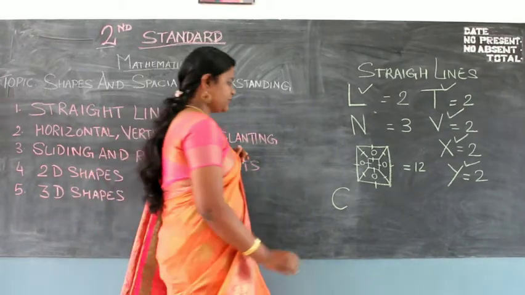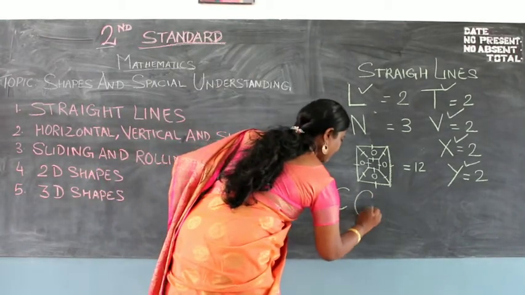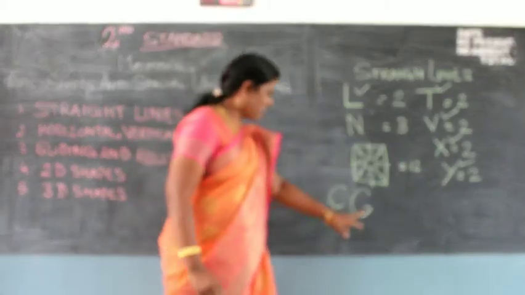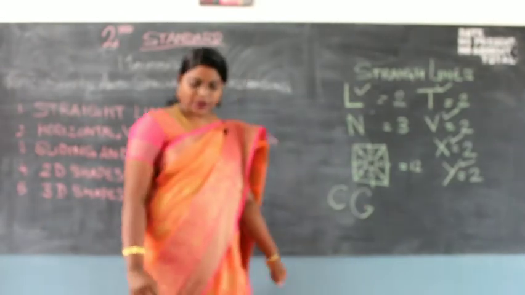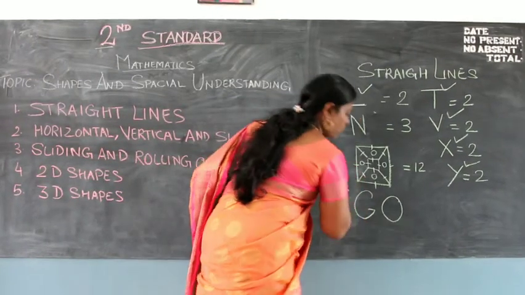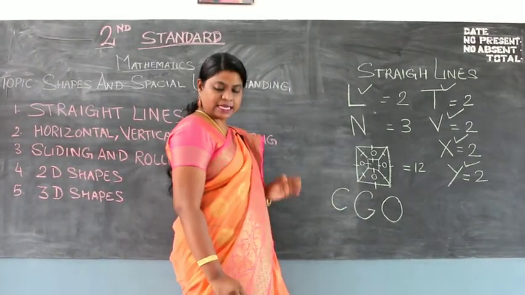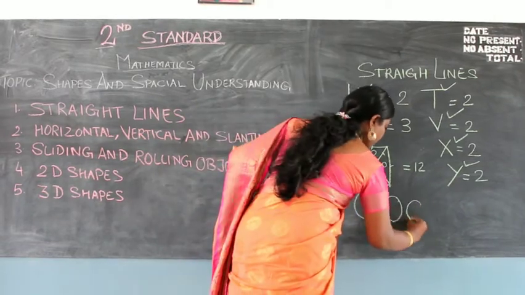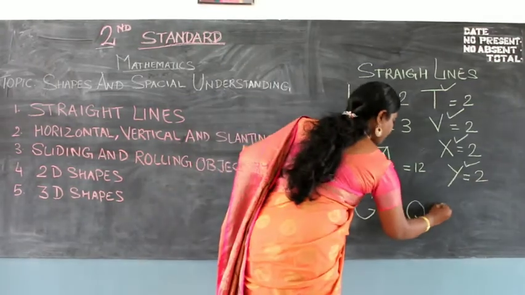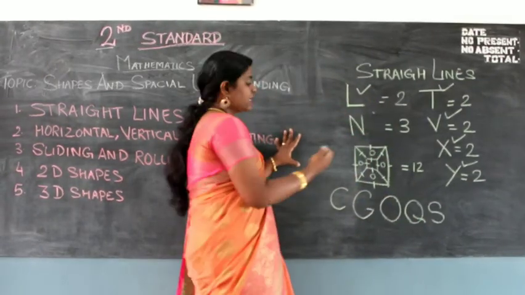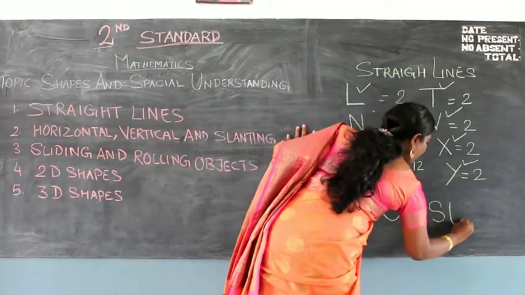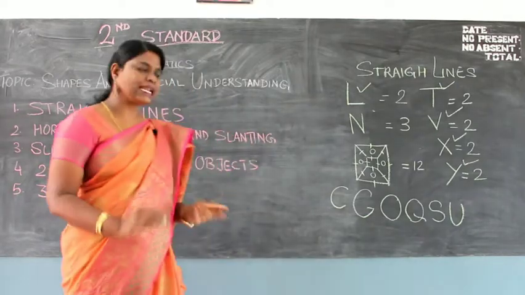Next we have G, right? Now don't tell me that this small thing is a straight line. I'm just going to ignore that and say G doesn't have a straight line, okay? Now after this we have O. Oscar. O doesn't have any straight lines. Then we have Q. Q for Queen. It doesn't have any straight lines. S. S for Sophia Miss. Even S doesn't have any straight lines, right? And the last one is U for umbrella. That also does not have any straight lines.